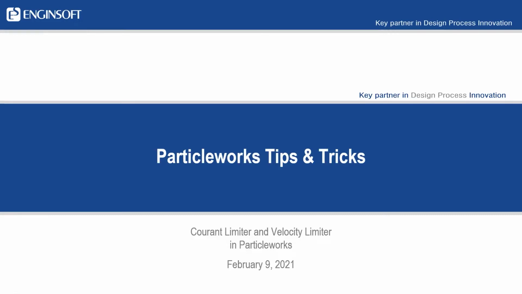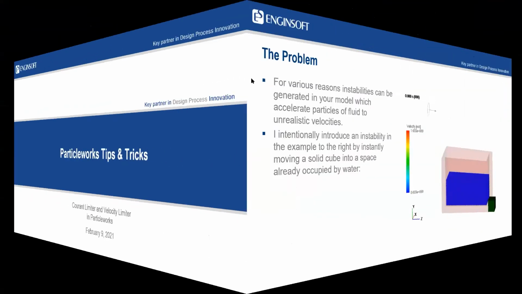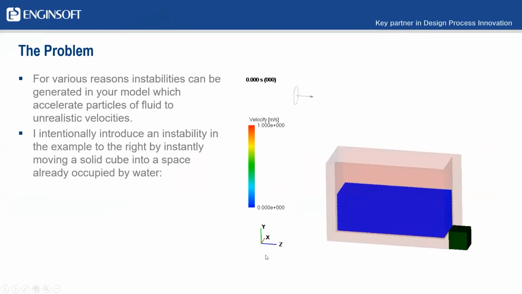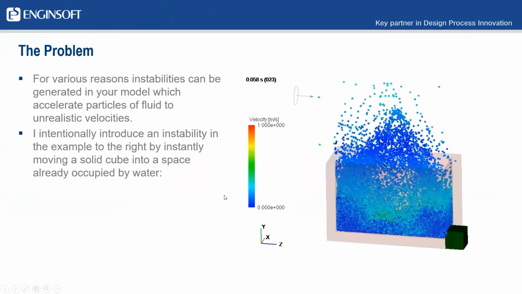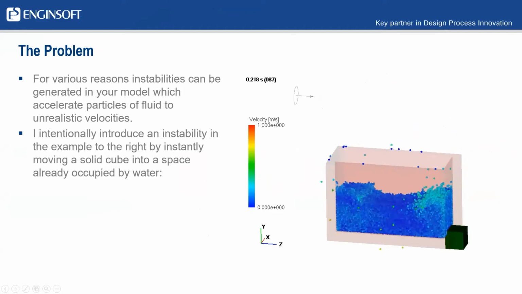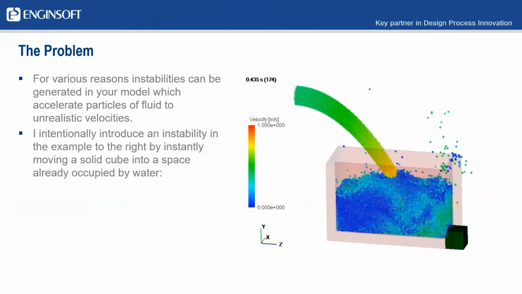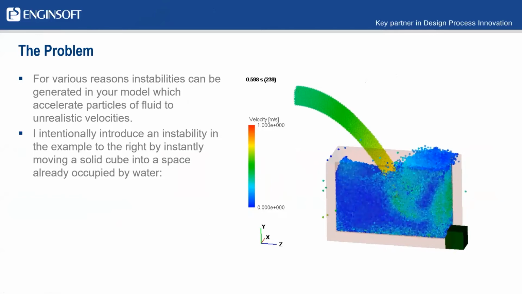So we're going to start with the current limiter and velocity limiter in Particleworks. And this is an extremely important thing that I think everybody should be making full use of. And we'll jump right into it. The current limiter and the velocity limiter are meant to address a specific problem. And that's that for various reasons, instabilities can be generated in your model, which accelerates particles to unrealistic velocities.